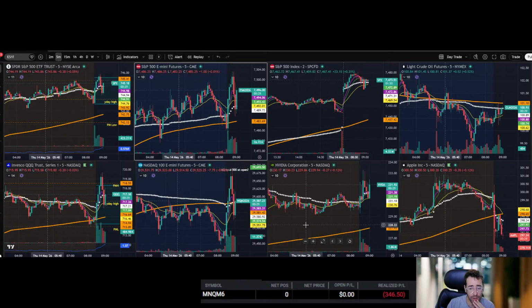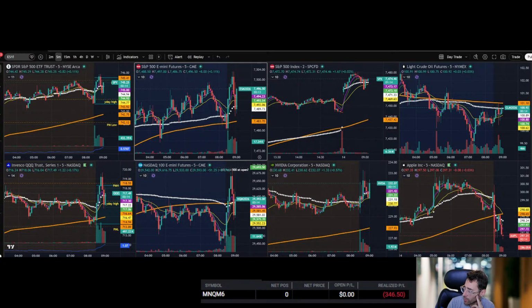A lot of times with candles like these, they move a lot, but there's no rhyme or reason to the way that they're moving. So we just have to wait until we see something.